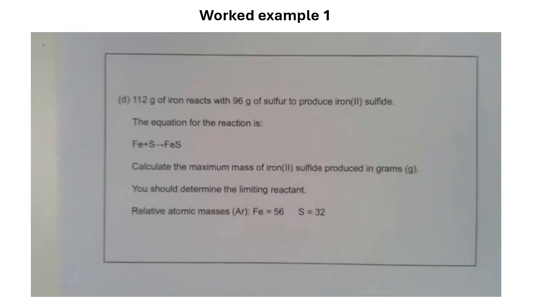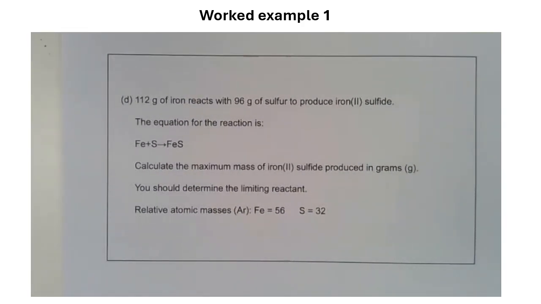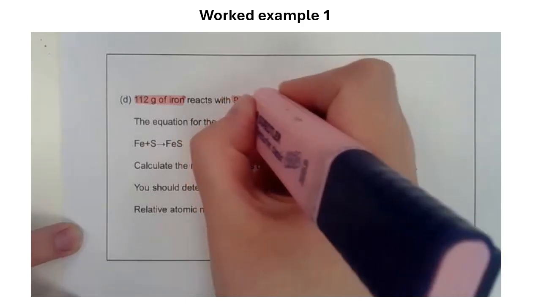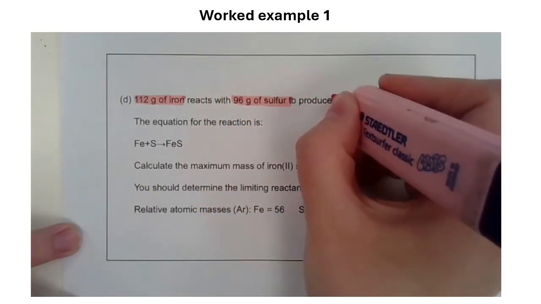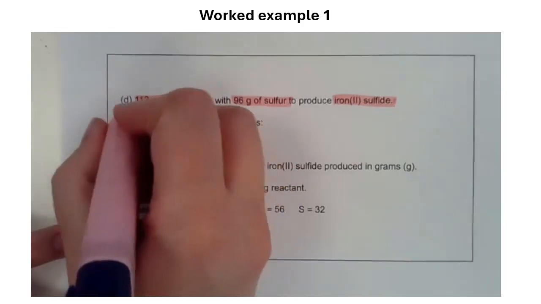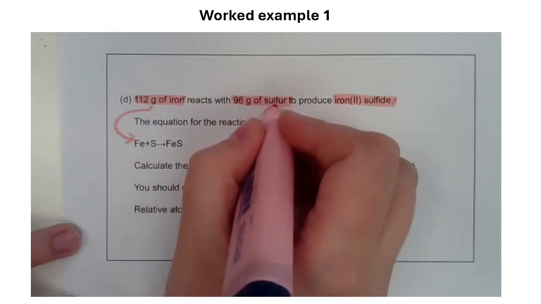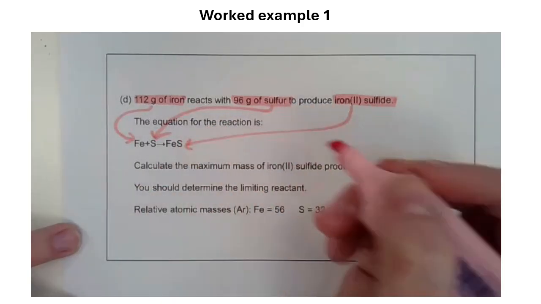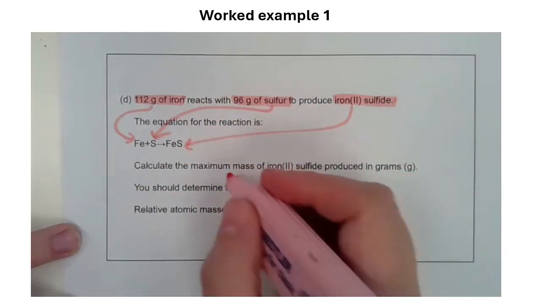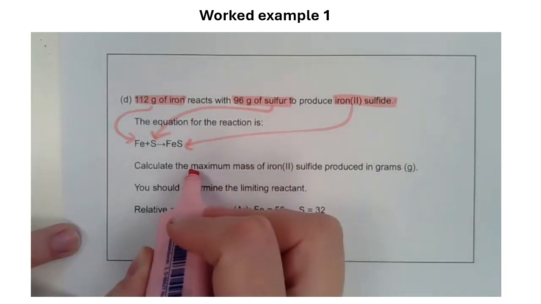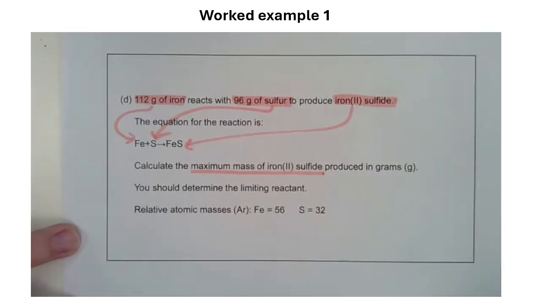I'm going to read through the question and highlight the important information. 112 grams of iron reacts with 96 grams of sulfur to produce iron sulfide. Immediately, I can connect that to my equation. The iron reacts with the sulfur to make iron sulfide. Calculate the maximum mass of iron sulfide produced in grams.